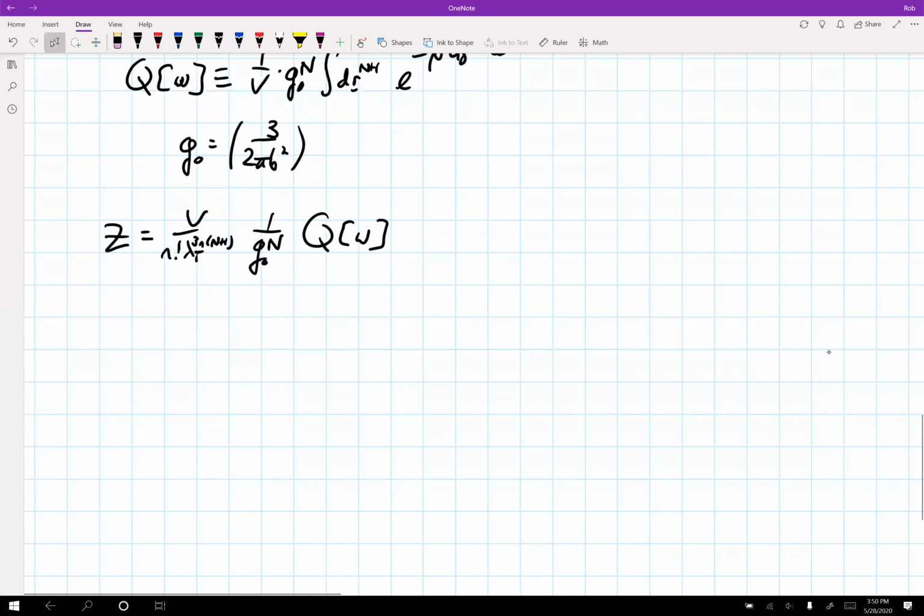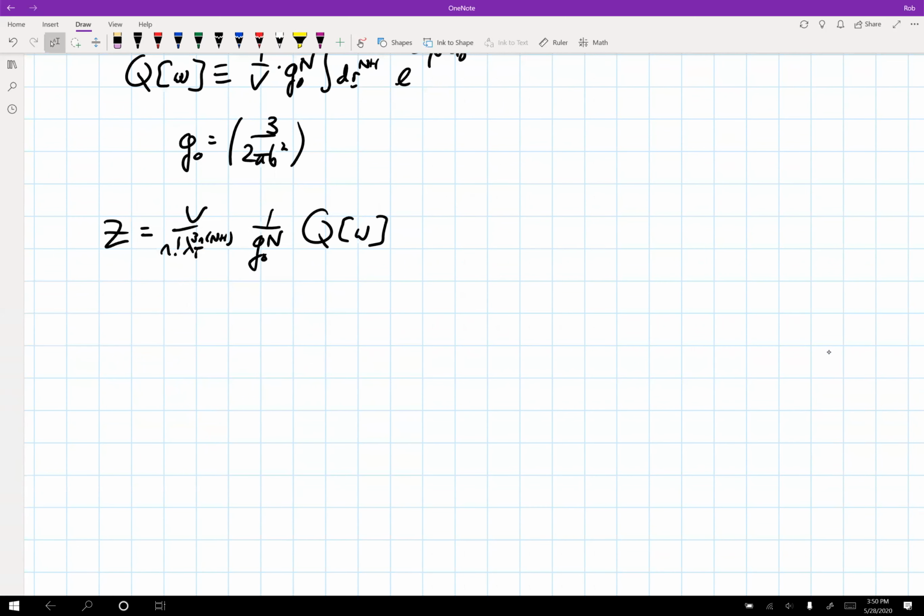And then the final version that we're going to use to write out this molecular partition function Q, so we have Q of W. We can write this thing out, and we'll have g0 to the N over V integral dr1, dr2, all the way up to dr N plus 1.